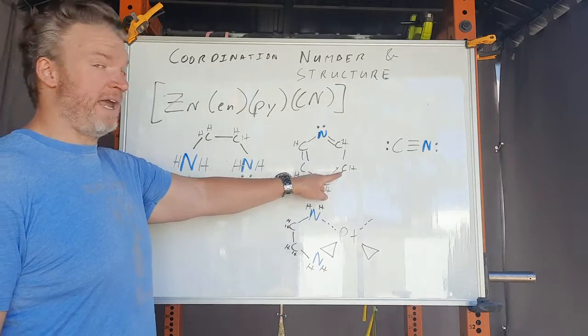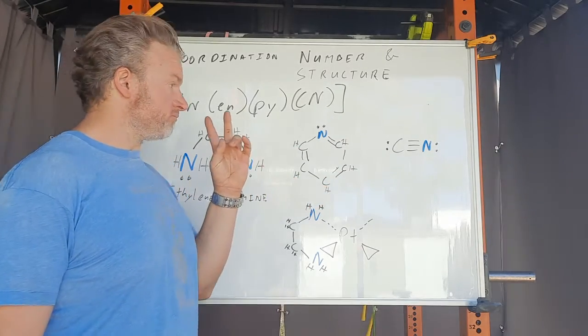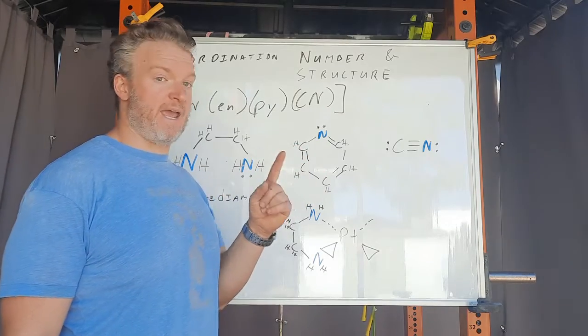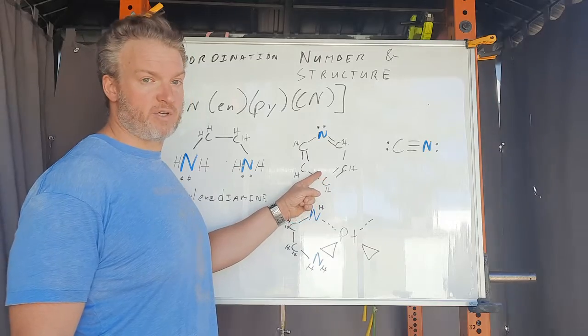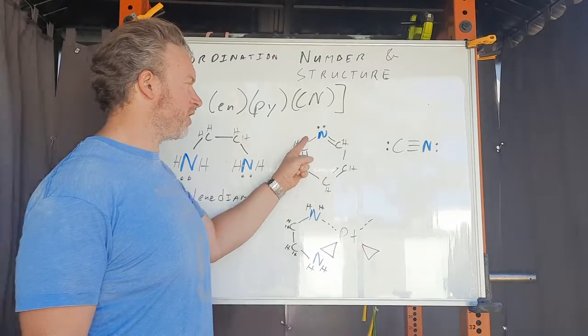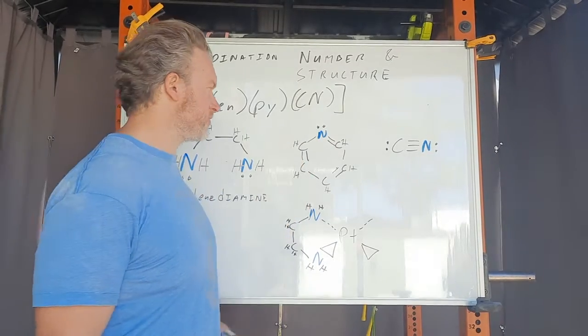This is pyridine. Pyridine is what we call a heterocycle. It's actually a good word, really descriptive. Hetero because it's got two different types of atoms in its ring. It's got carbon and nitrogen making up its ring, and it's a cycle, so it's a heterocycle.